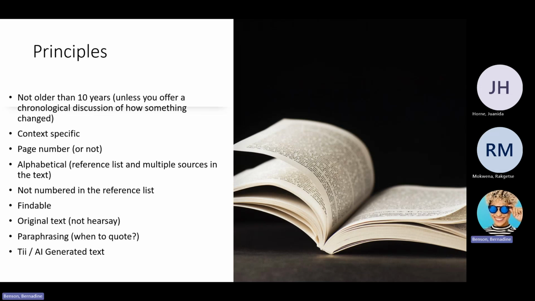I also do not number the reference list. So in other words, 1, 2, 3, 4, 5, 6, 7, 8, 9, 10.